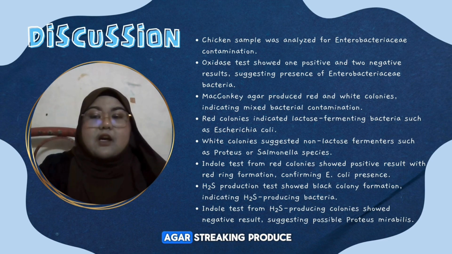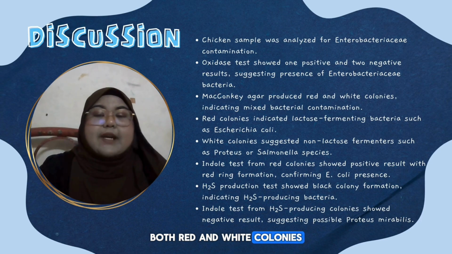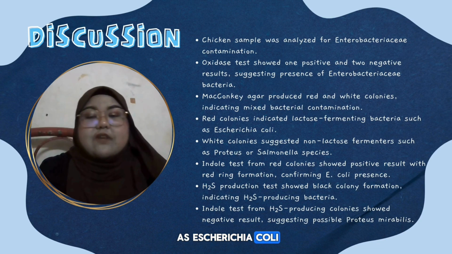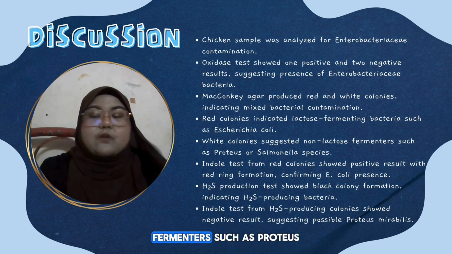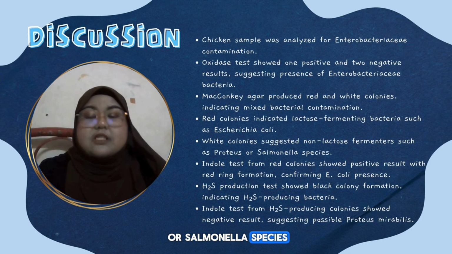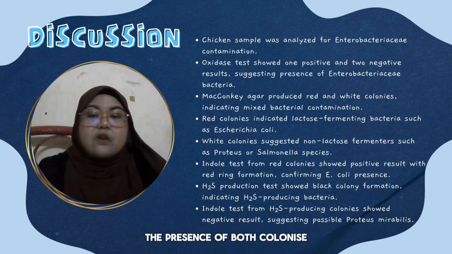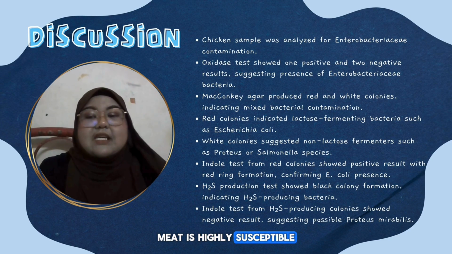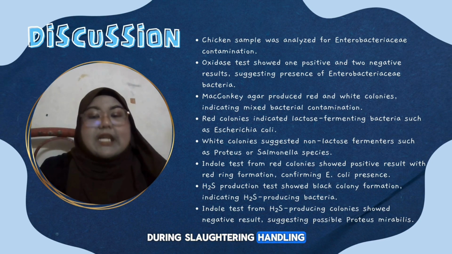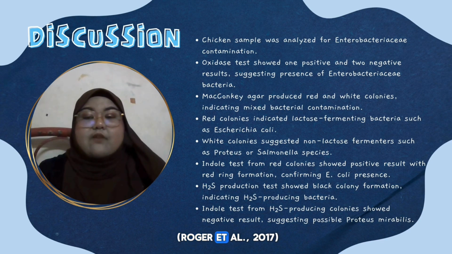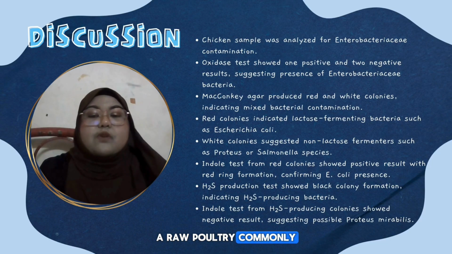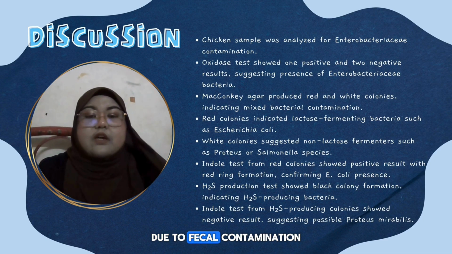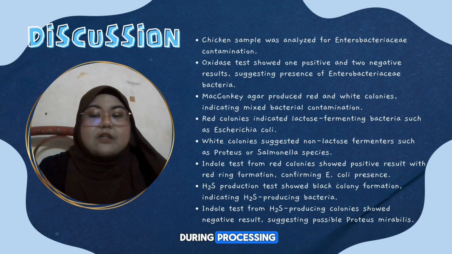And then the MacConkey agar streaking produced both red and white colonies. Red colonies on MacConkey agar indicate lactose fermenting bacteria such as Escherichia coli, while white colonies represent non-lactose fermenters such as Proteus or Salmonella species. The presence of both colony types suggests mixed bacterial contamination in the chicken sample. Chicken meat is highly susceptible to bacterial contamination during slaughtering, handling, transportation, and storage. According to research by Roger et al., 2017, raw poultry commonly contains Enterobacteriaceae including E. coli, Proteus, and Salmonella due to fecal contamination and poor hygiene during processing.